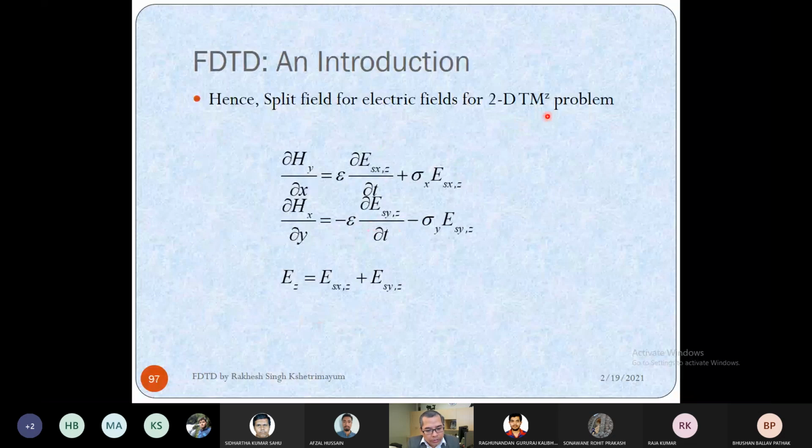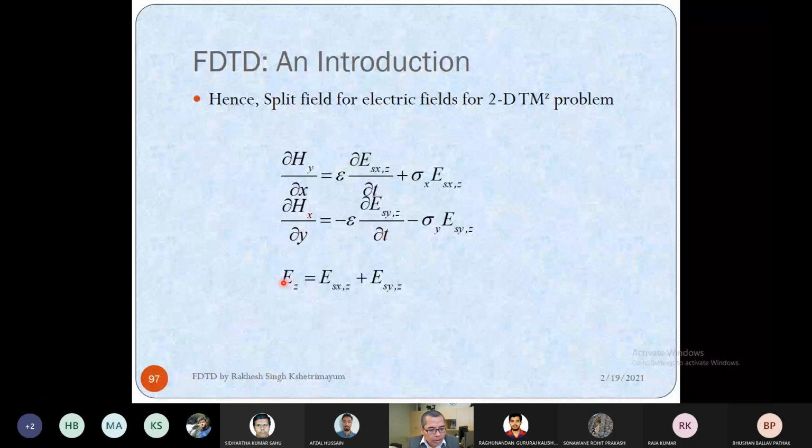So split field for electric fields for 2D TMZ problem also you can do it similarly. And here you have split the electric field. Electric field has only one component, Ez. So we split electric field Exz and we split electric field Eyz. So you can write this equation here.